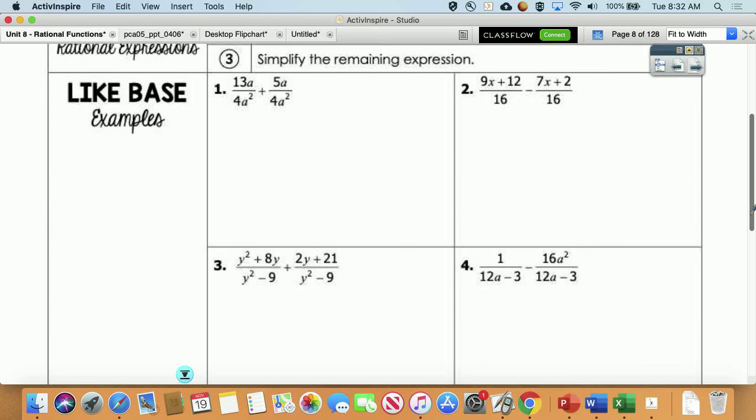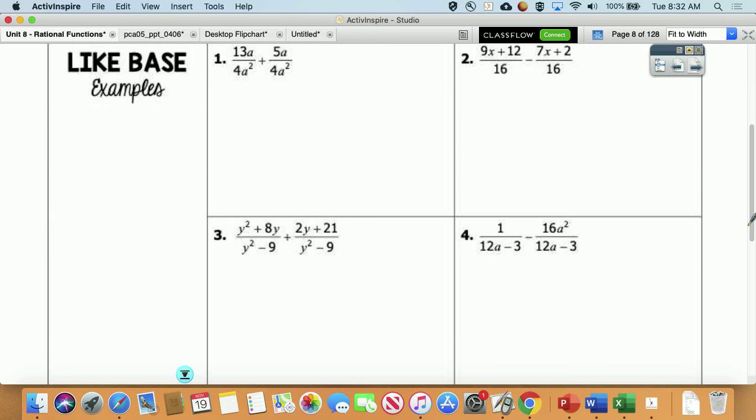All right, here we go. Here are the simple ones. They already have the same denominator. Now, she wrote "base," but that's the denominator. Okay? So, looking at this one, the denominator is already the same. So, we do our steps. We add the numerators. 13a plus 5a is 18a. And we divide that by 4a squared.